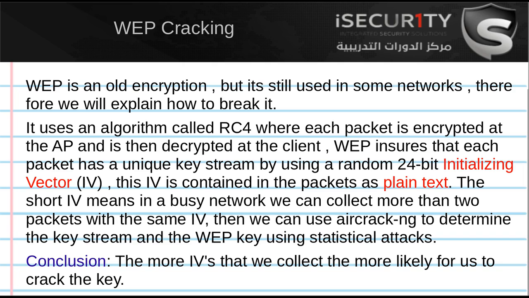Okay, so from the above we know the more IVs, or initialization vectors, that we collect, the more likely that we'll successfully crack the WEP key. So our main goal now, when we try to crack WEP, is to collect as many IVs as we can, because once we have a large number of IVs, we're going to have two packets that use the same IV, then aircrack-ng is more likely to be able to determine the key stream and the WEP key for the target network. In the next video we'll do that. We'll see how that actually works, and it should be easier to understand.